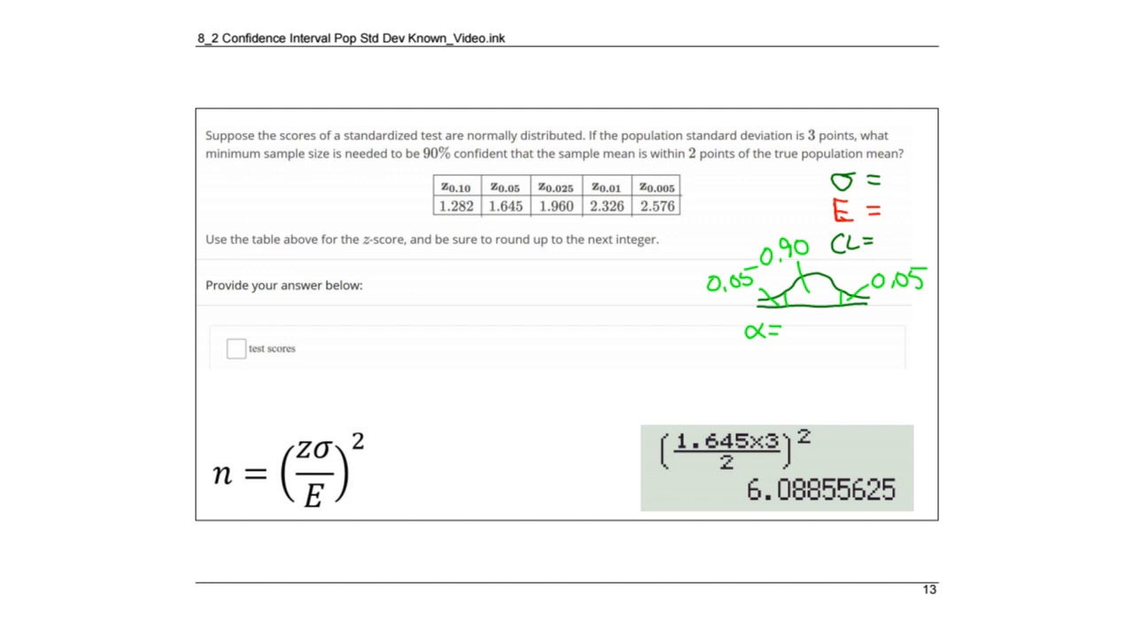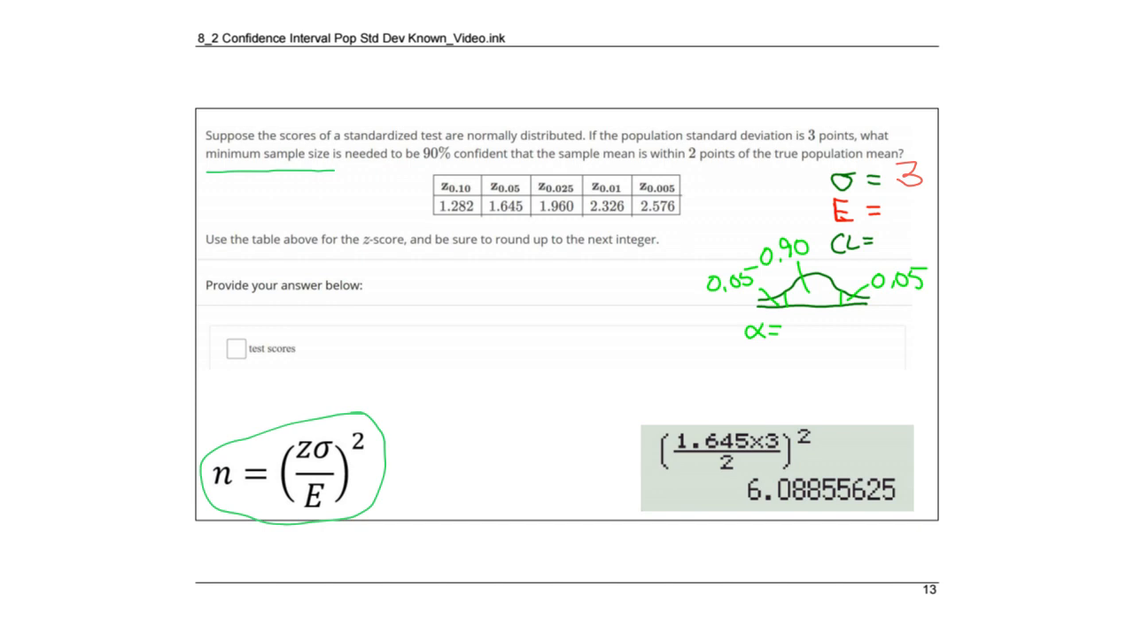All right, let's see what we've got here. Suppose the scores of a standardized test are normally distributed. If the population standard deviation is 3 points, okay, so sigma is 3, what minimum sample size is needed? So as soon as I see those words minimum sample size, and I know that I have my population standard deviation, I'm going to use this formula from my formula sheet.